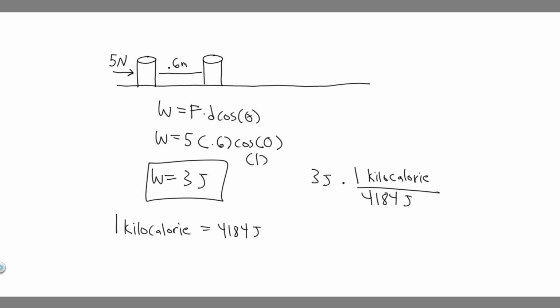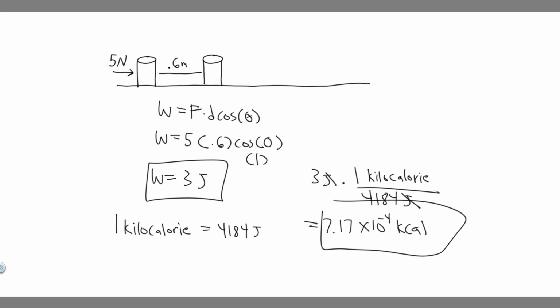And then what you should notice is that the joules cancel. So basically you're just doing 3 divided by 4,184. When you do this, you get about 7.17 times 10 to the minus 4 kcal, which is just the shortened version of kilocalories. Essentially, 7.17 times 10 to the minus 4 kilocalories is the answer in this unit.